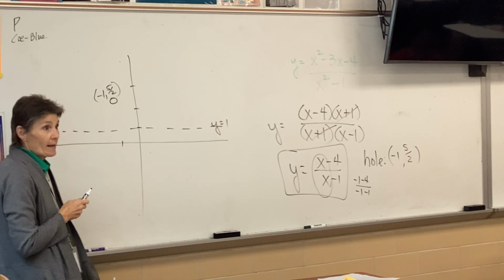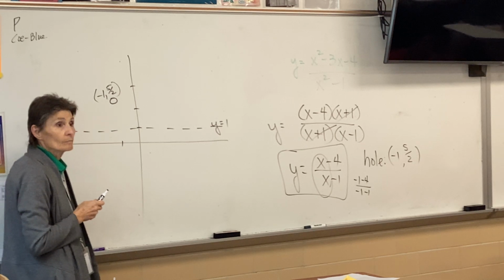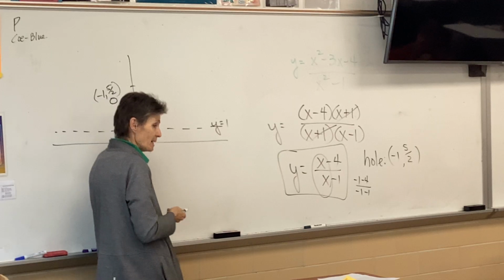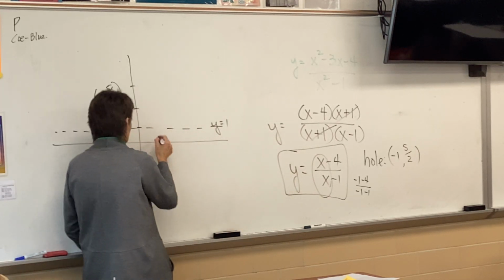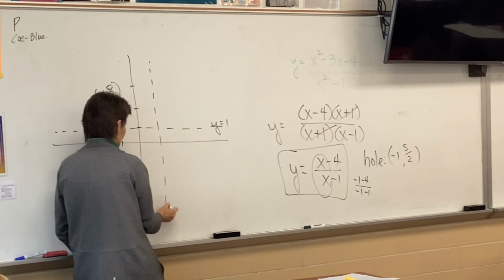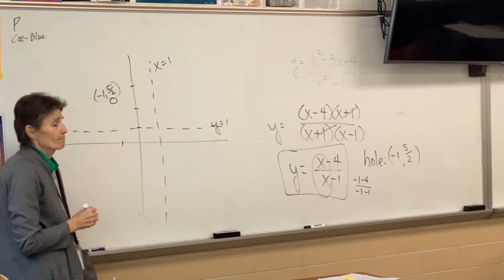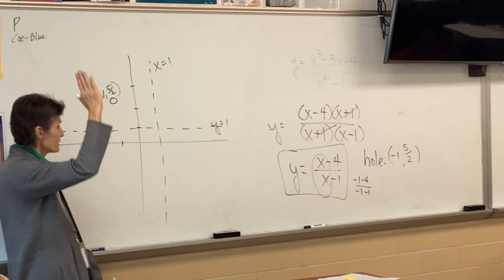Alright, what else do I have? I have a vertical asymptote. If you have a denominator, you have a vertical asymptote. The vertical asymptote is at 1. Verticals are x equals, across the x-axis.